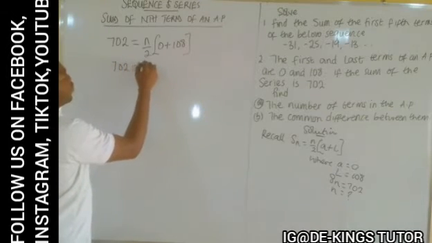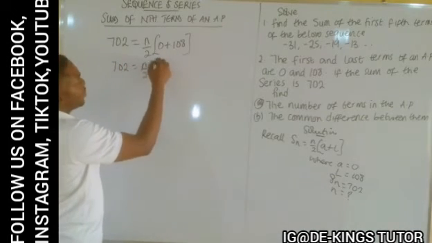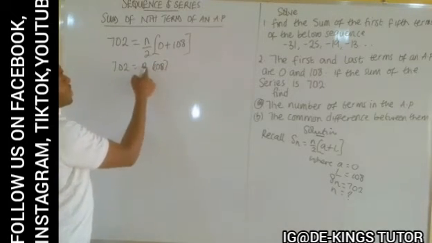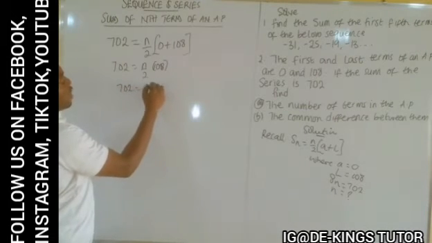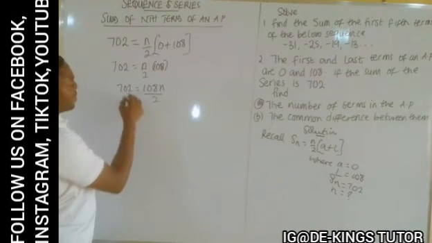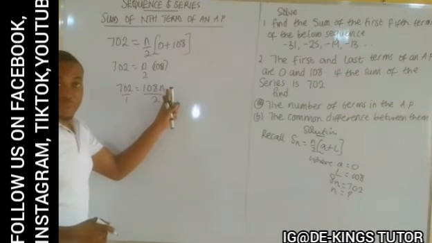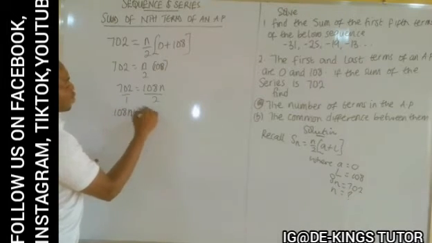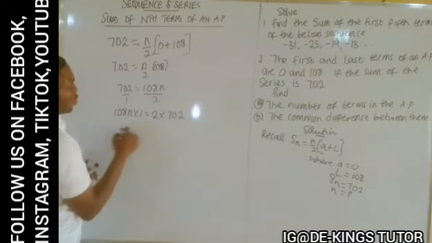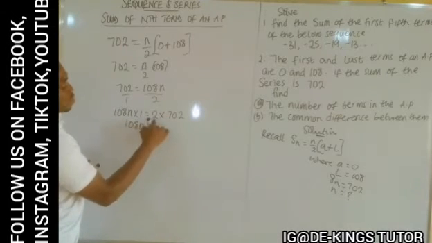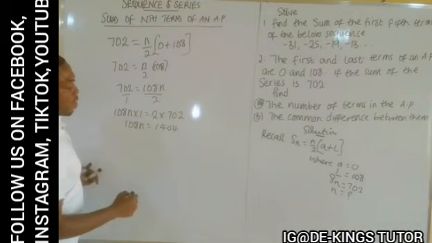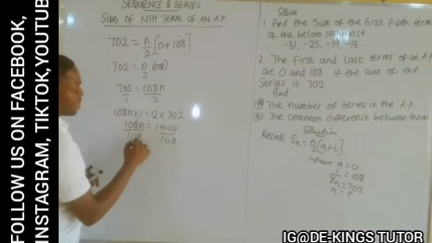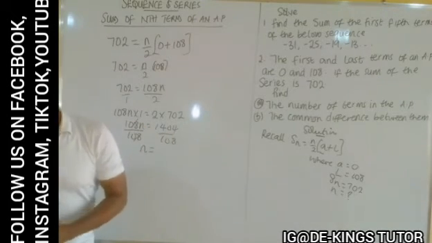So we have 702 equals n over 2 times 0 plus 108, which will give us 108. So 108 times n over 2 equals 702. This is the same thing as 702 over 1. So we want to get n, the number of terms, so we have to cross multiply. 108n times 1 equals 2 times 702. 2 times 702 is 1404. So to get n, we divide both sides by 108.